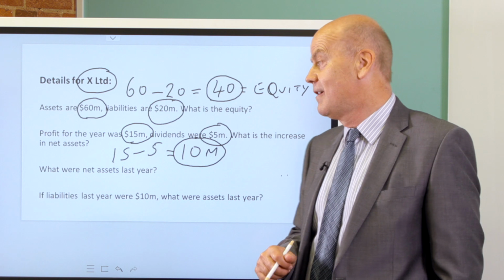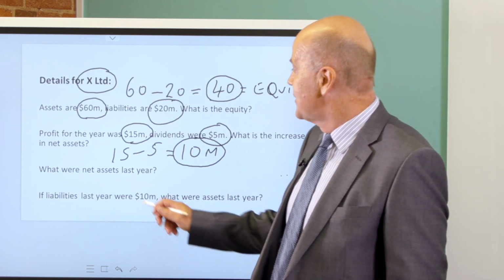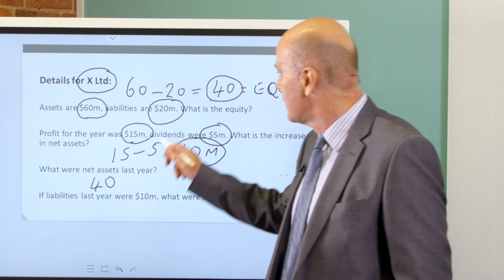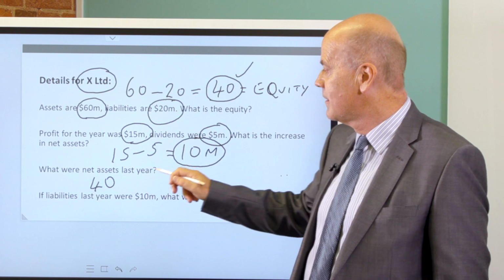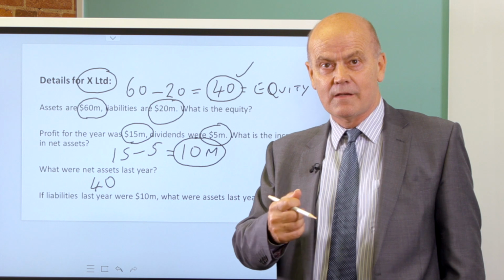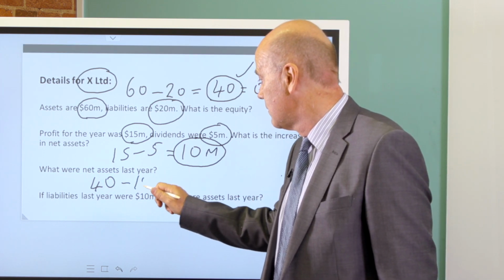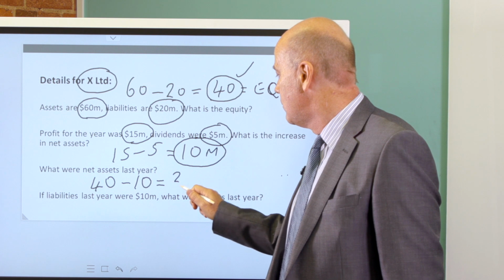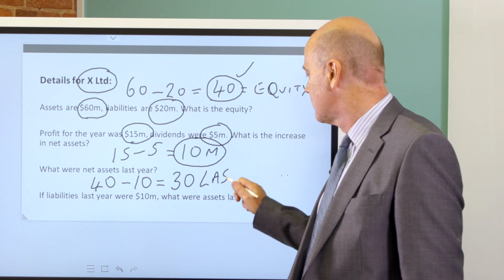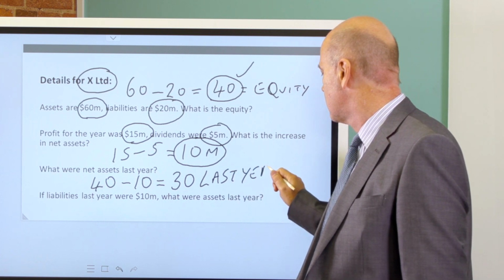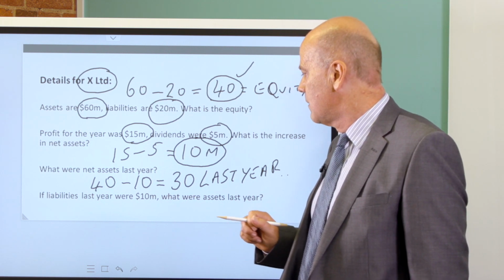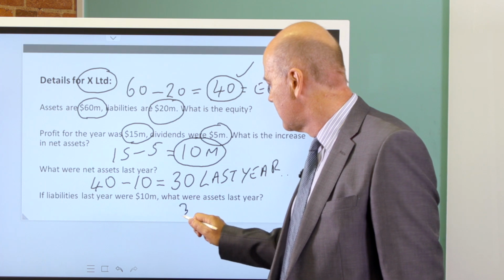So let's do this. I understand where Alex is coming from. So today we have 40 million. That's the net assets today. That was an increase of 10 million from last year. So therefore, we had net assets of 30 million last year. Right, okay. So last year the net assets were 30 million.